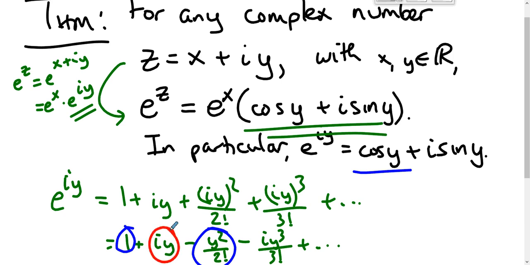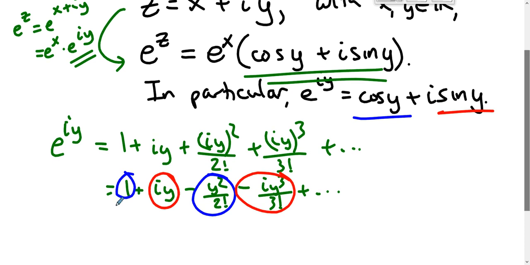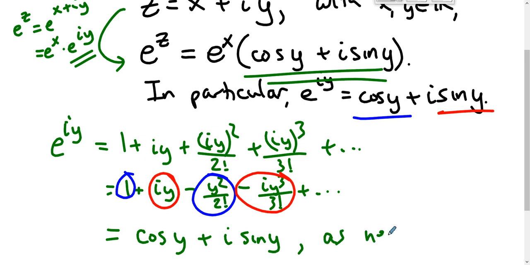Then you look at the terms that have an i. There's a y, there's a negative y cubed over 3 factorial, and there's a plus y to the 5th over 5 factorial, and a minus y to the 7th over 7 factorial. And your Calc 2 instructor is going to be very glad that you remembered that that's the sine series. Therefore, e to the iy is the cosine of y plus i times the sine of y, as needed.